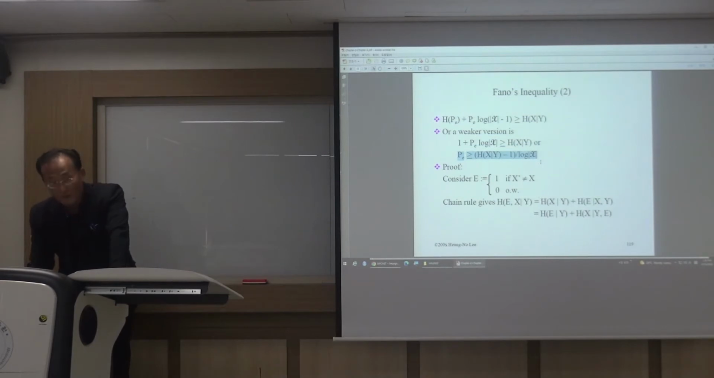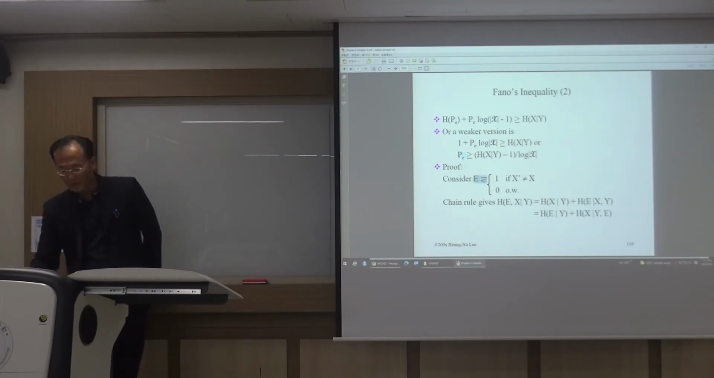So what about the proof? Is this true? That's the question. For that, we will consider a utility random variable. We will define a random variable E to be a binary random variable, which is one if there is an error, if the decision is wrong, and zero if the decision is right. So what is the distribution of this random variable? Binary. And what is the parameter? P_E, good. So E is equal to 1 with probability P_E, and E is equal to 0 with probability 1 minus P_E. That's a binary random variable.